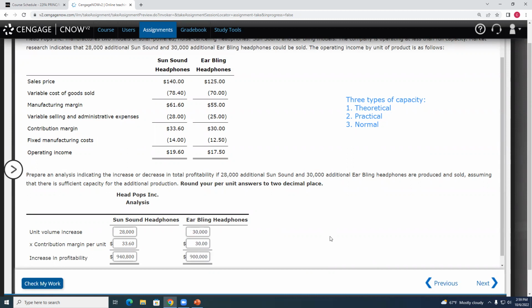And so producing those additional ear-bling headphones would contribute $900,000 to our bottom line. So if we had capacity to produce both sets of additional headphones, we would increase our profitability by almost $2 million, $1.84 million. And I can make that bigger now.